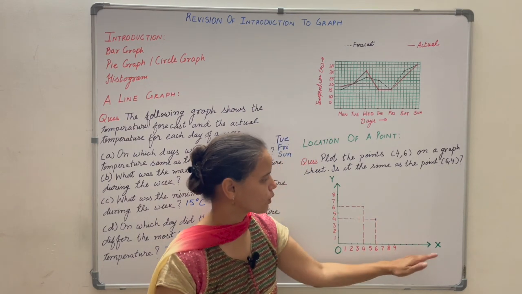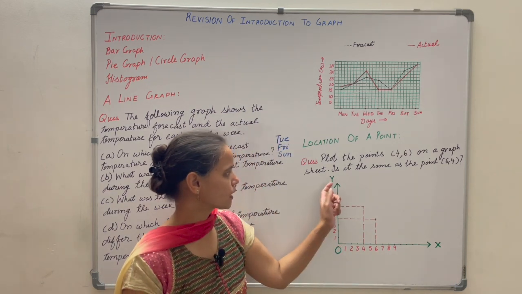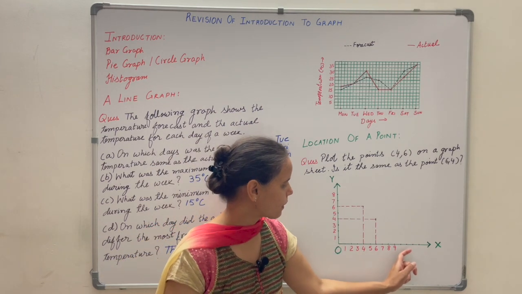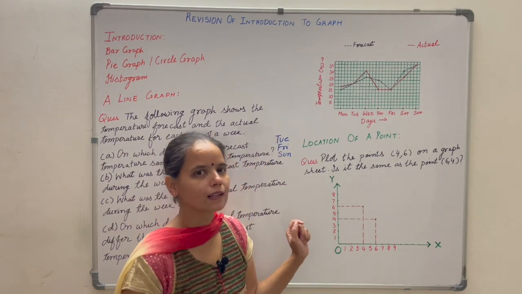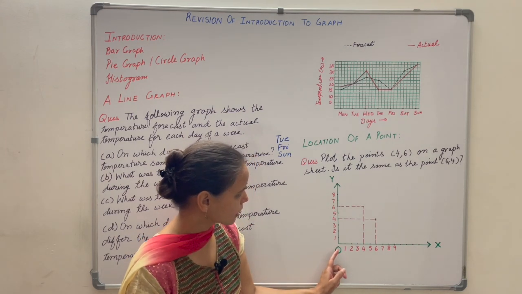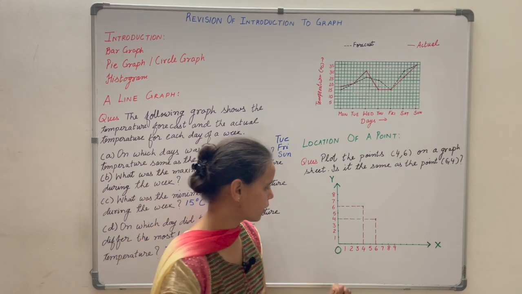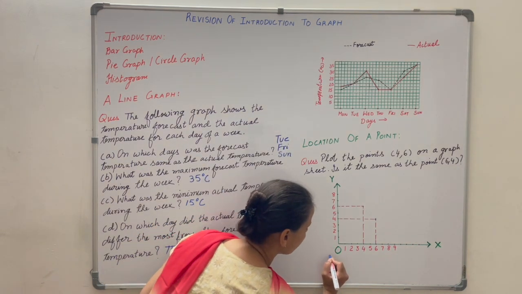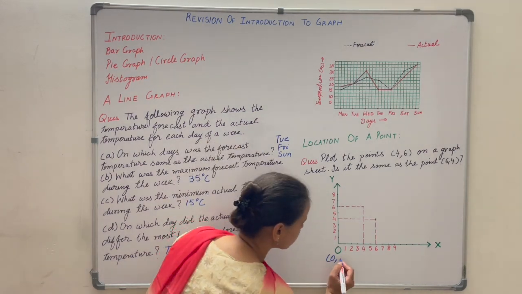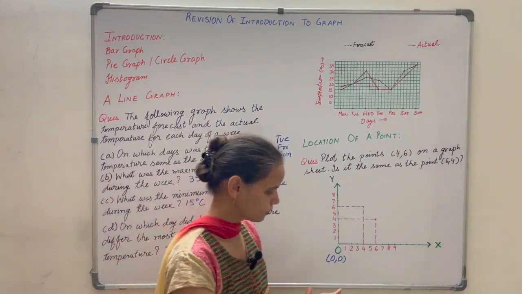So this is your horizontal axis. It is called the x-axis. This is your vertical axis called the y-axis. This is basically a number line. This is also another number line. Both the number lines are intersecting at this point O. That means the coordinate of this point O is 0, 0. That means x coordinate is 0 and y coordinate is also 0. This is called the origin.